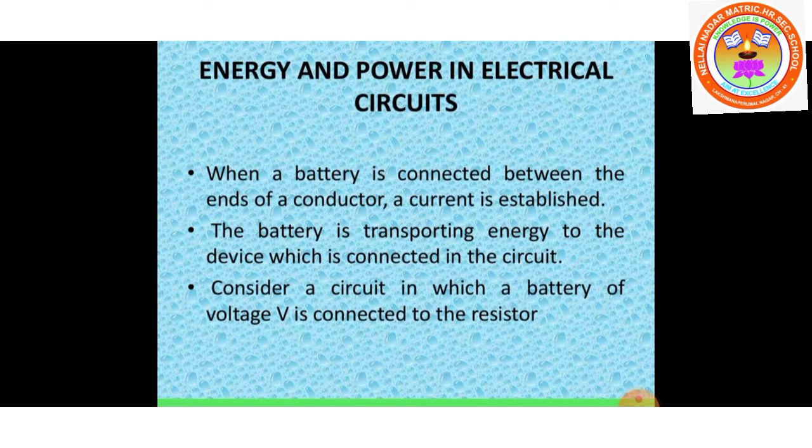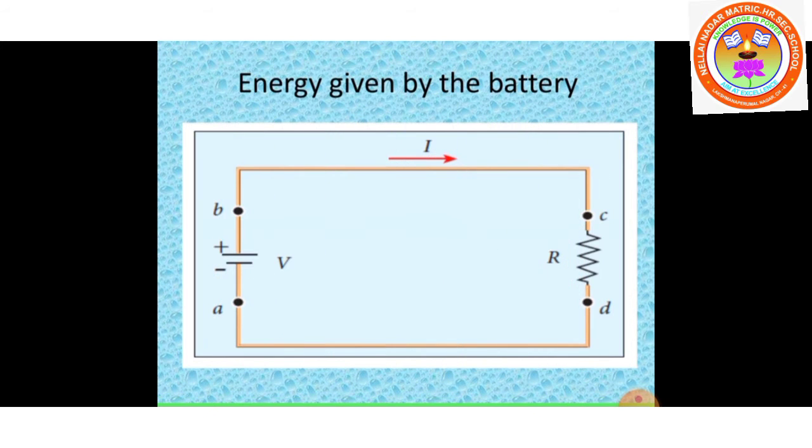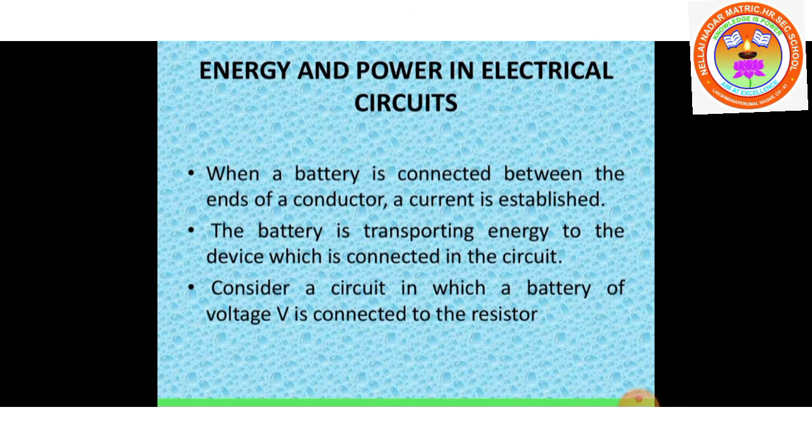When a battery is connected between the ends of a conductor, a current is established. The battery is transporting energy to the device which is connected in the circuit. So this is a circuit diagram. When the battery is connected, the battery is transporting energy to the device which is connected in the circuit.